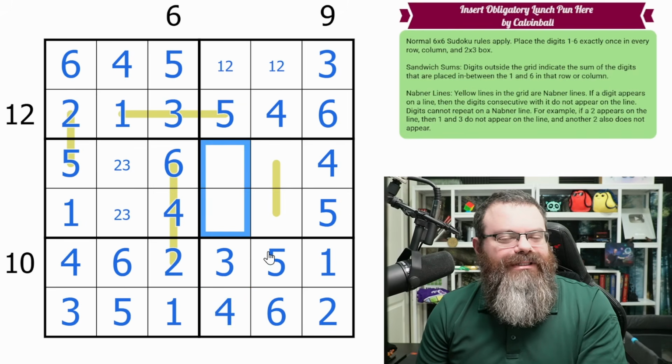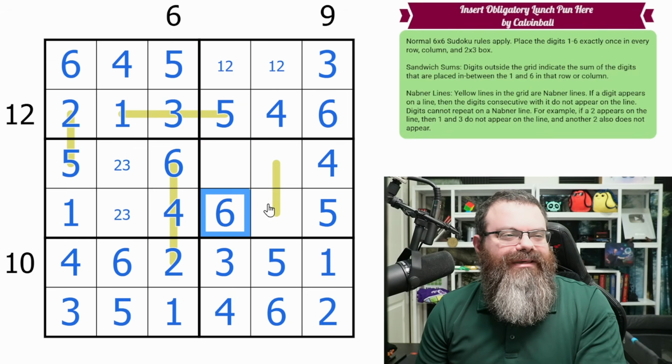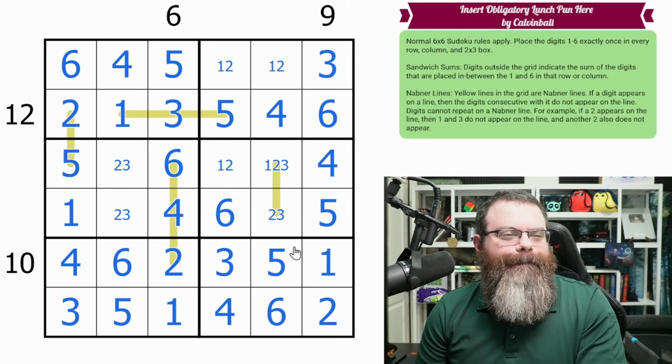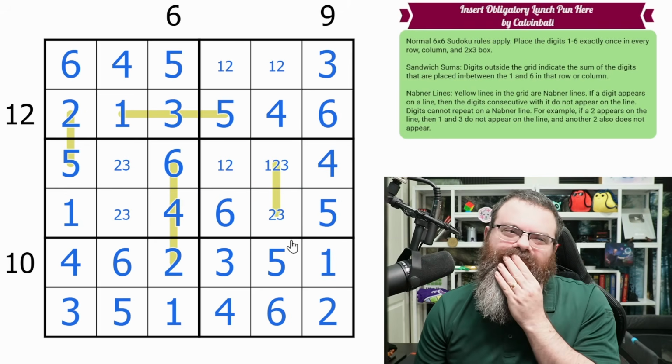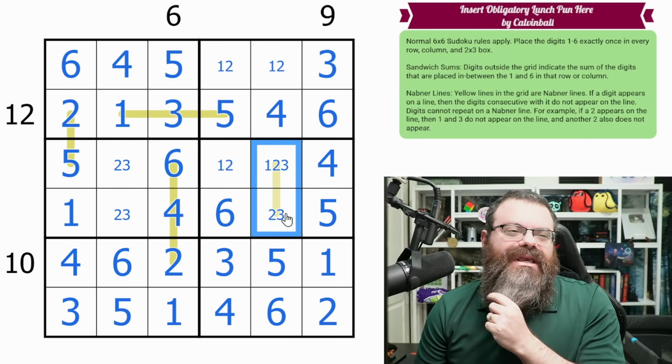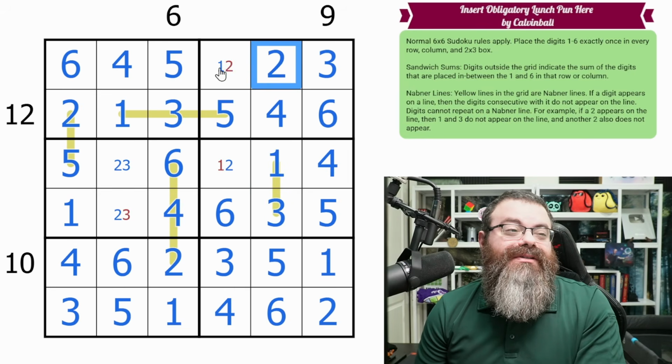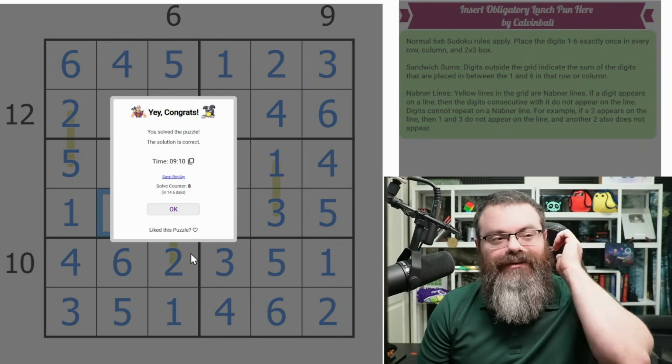I'm guessing this number finishes something. Here we need 1, 2, and 6. So the 6 can only go here. This is 1 or 2. And what are these down to? 1, 2, 3. That's not a 1. So we know there's a 3 on this Nabner, meaning there isn't a 2. And so this is 3, this is 1, this is 2. We get the 1 and the 2, the 3 and the 2, and we're done.